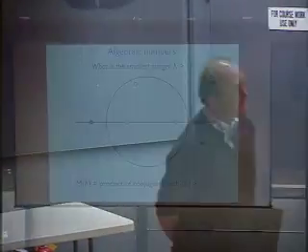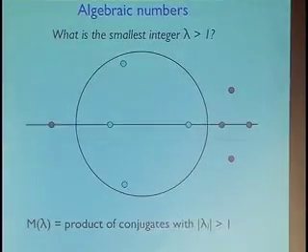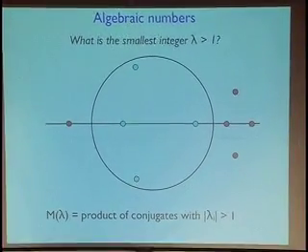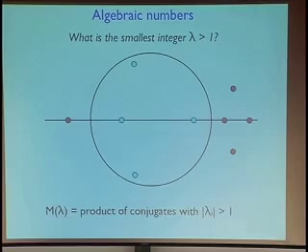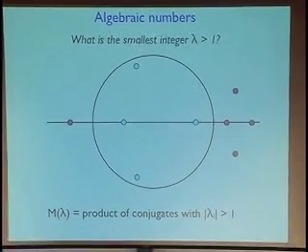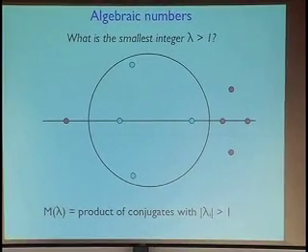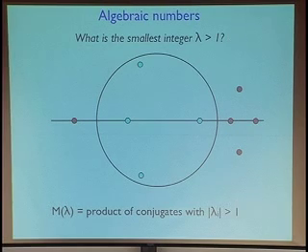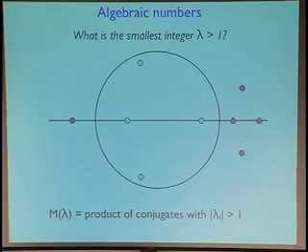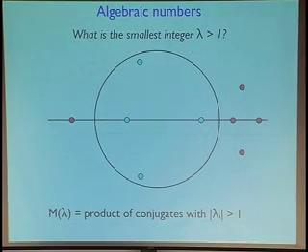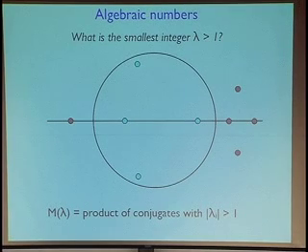What is the smallest integer, lambda, greater than 1? Now, to clarify why the answer to this is not known, by integer, I mean algebraic integer. So a root of a monic polynomial with integral coefficients. And of course, such a polynomial has many roots. And by smallest, I mean the following.